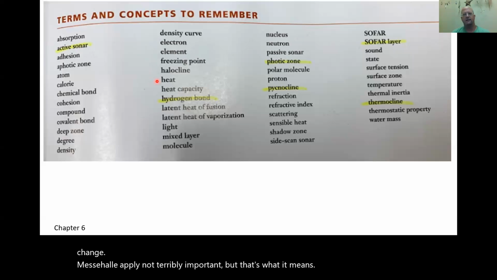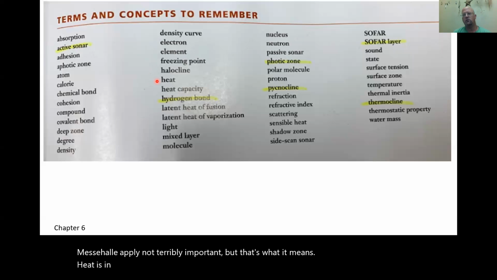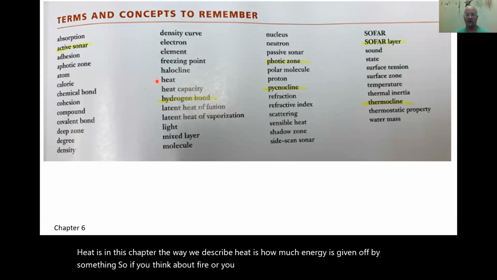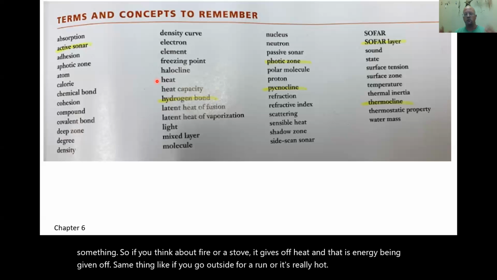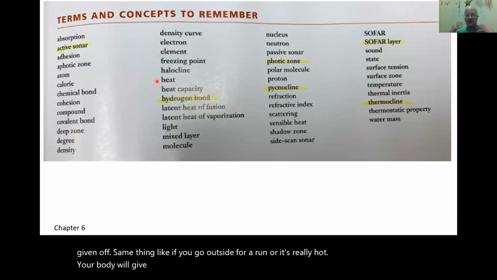Heat is, in this chapter, the way we describe heat is how much energy is given off by something. So if you think about fire or a stove, it gives off heat, and that is energy being given off. Same thing, like if you go outside for a run or it's really hot, your body will give off heat, right? That's energy being released.